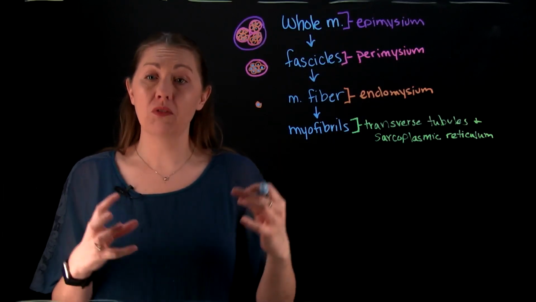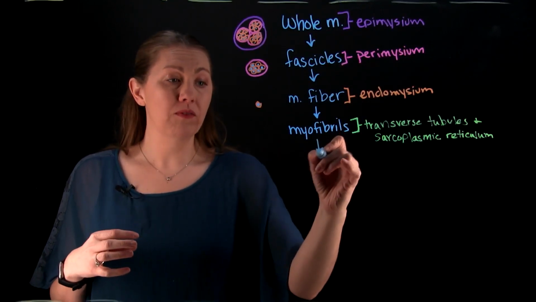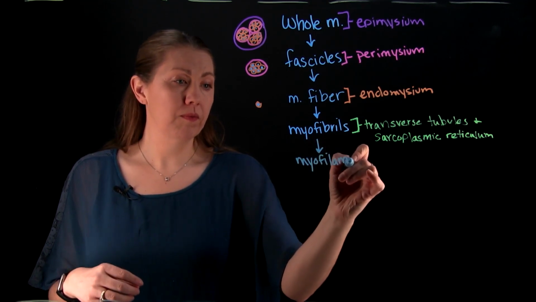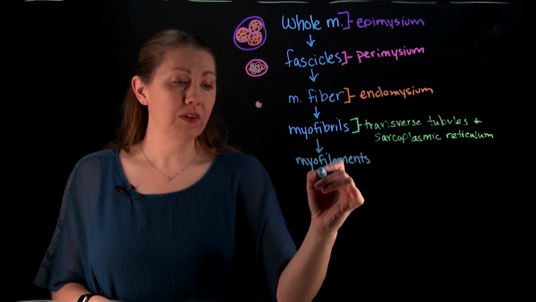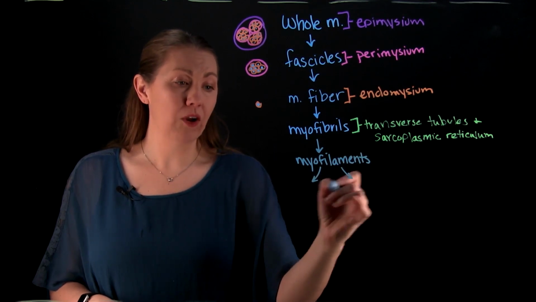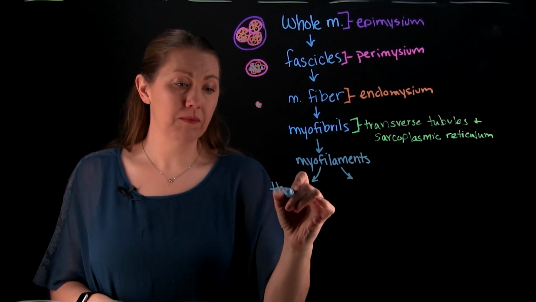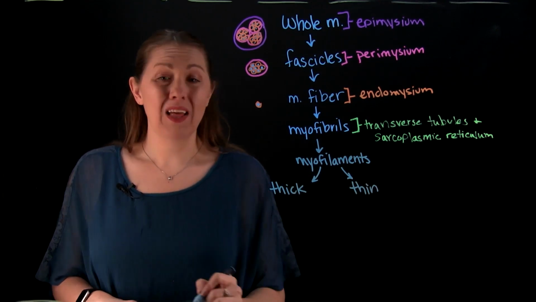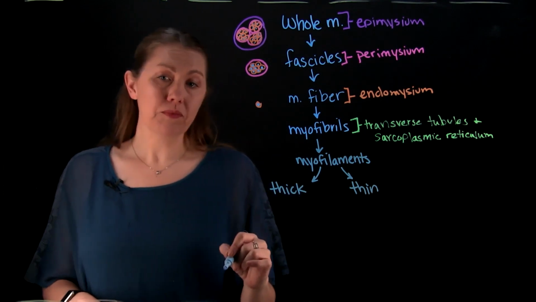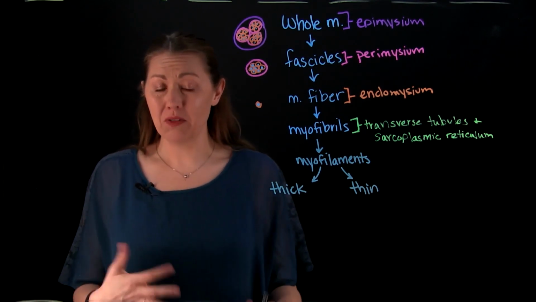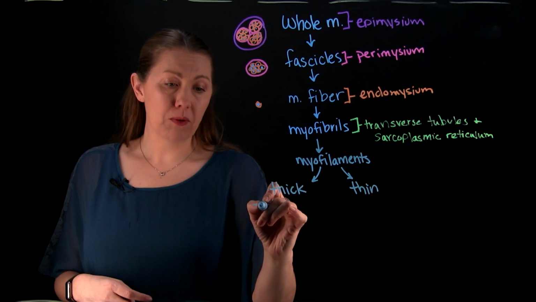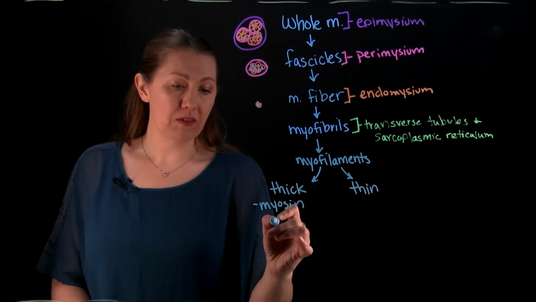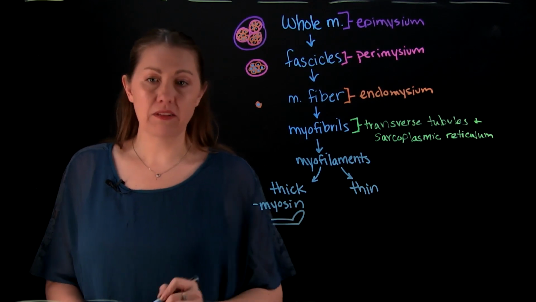So myofibrils are bundles of what we call myofilaments. Myofilaments are going to go into two main categories. You're going to have your thick filament, and you'll have your thin filament. With the thick filament, these are the ones that actually do the pulling in a muscle. These are going to be made out of this protein called myosin. They look like golf clubs. So we have this long part and a little head that sticks off the side.